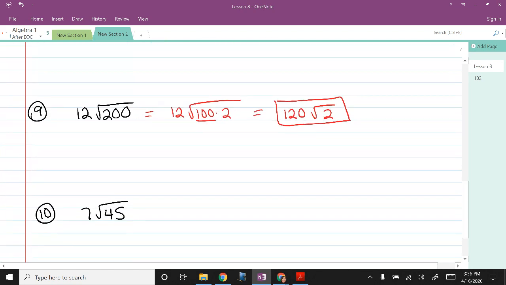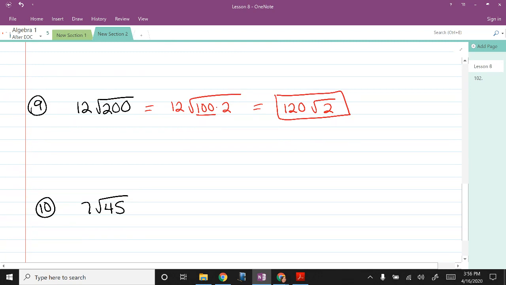All right, 7 radical 45. Well, I believe the largest perfect square that goes into 45 is 9. So I keep the 7, radical 45 is 9 times 5. And the square root of 9 is 3, times the 7 on the outside is 21. So 3 times 7 is 21. So 21 radical 5. All right, and that is simplified.